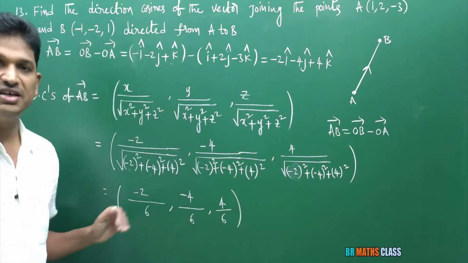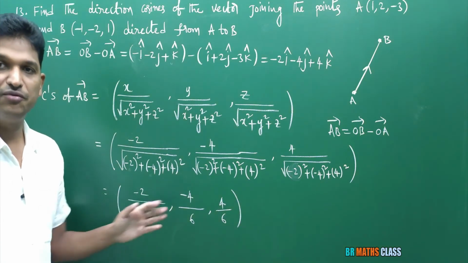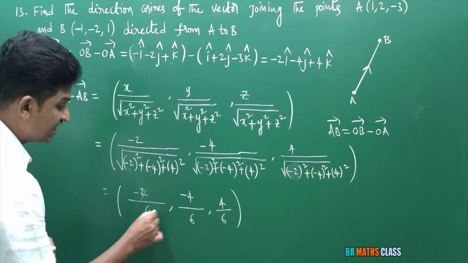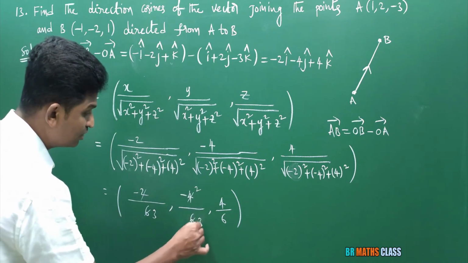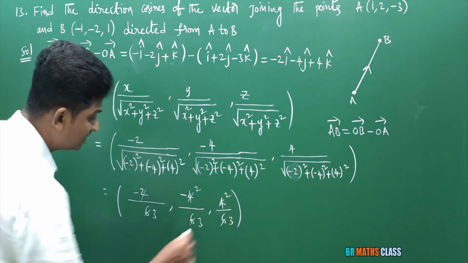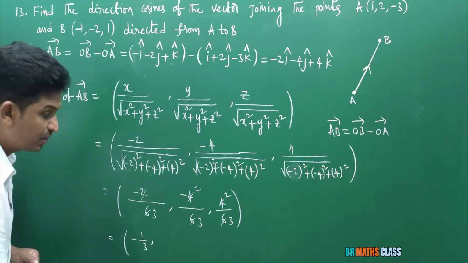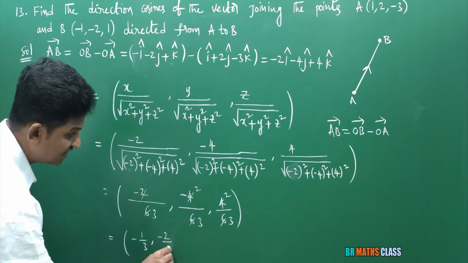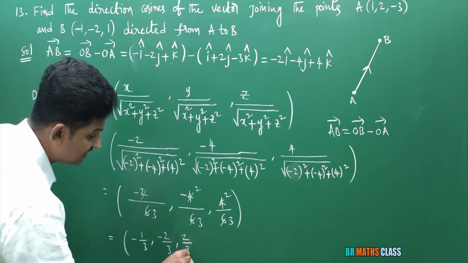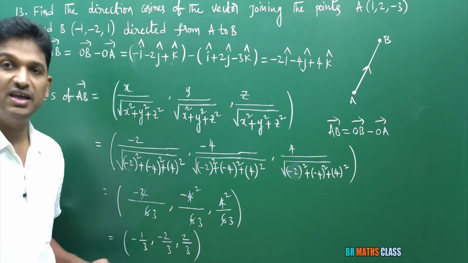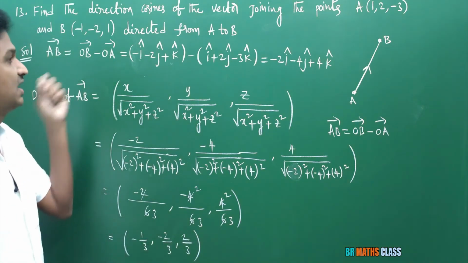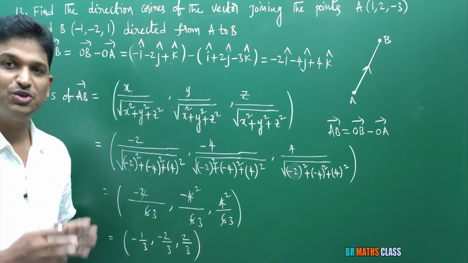You can stop here or you can simplify a little bit if you want. Here 2 times 2, 2 times 3, 2 times 2, 2 times 3. So what you will get? You will get minus 1 by 3, comma minus 2 by 3, comma 2 by 3. So these are the direction cosines of the vector AB bar. I hope you understand this.